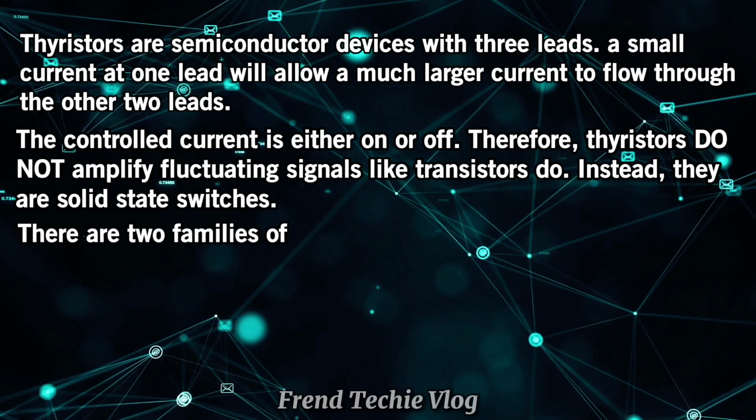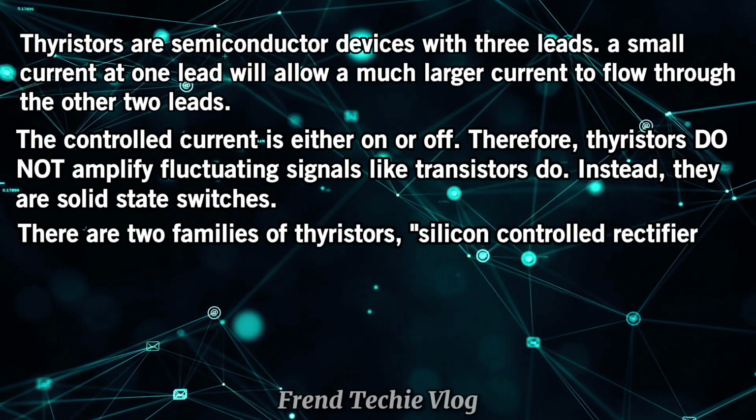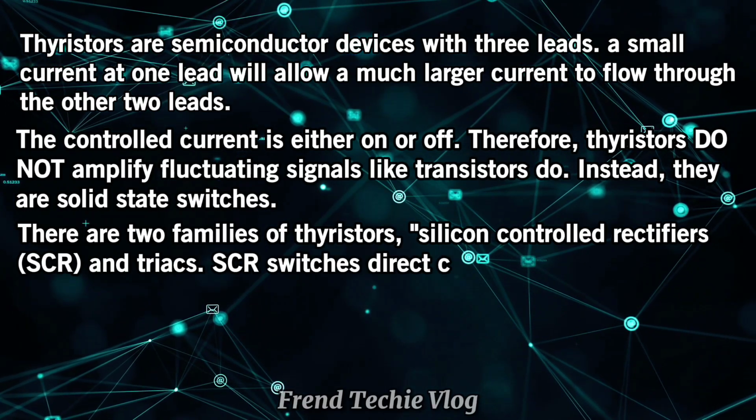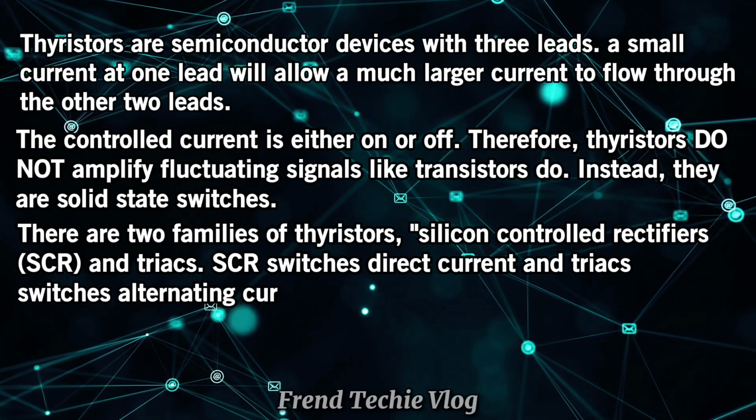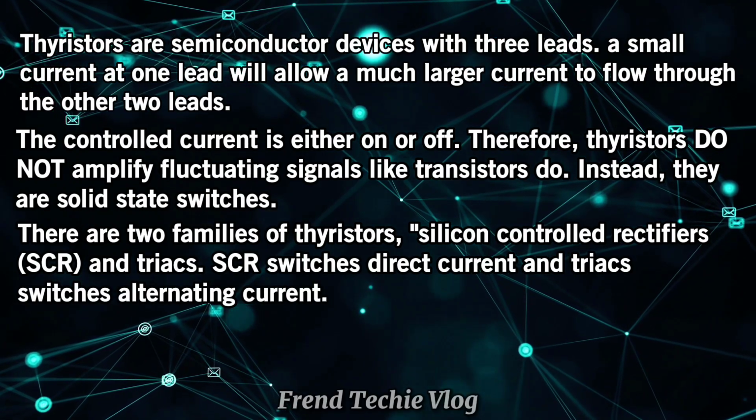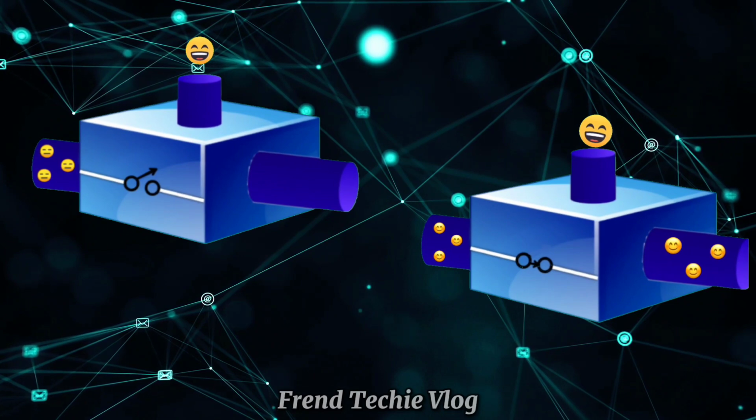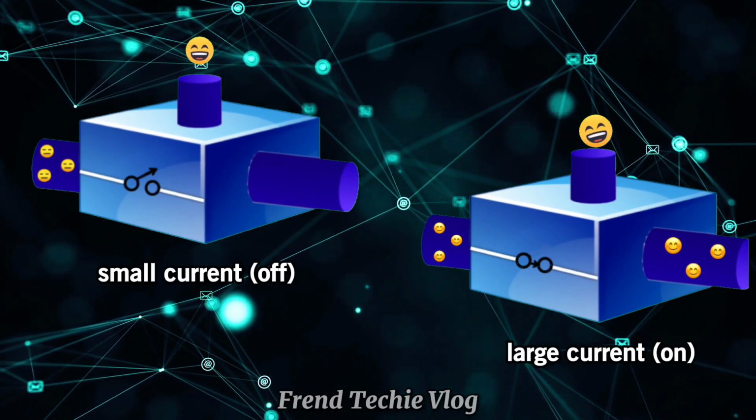There are 2 families of thyristors, silicon-controlled rectifiers and Triacs. SCR switches direct current and Triac switches alternating current. This is the visual representation of the small current and large current.